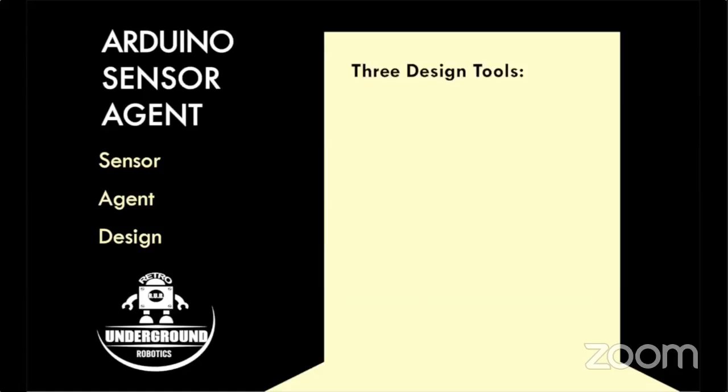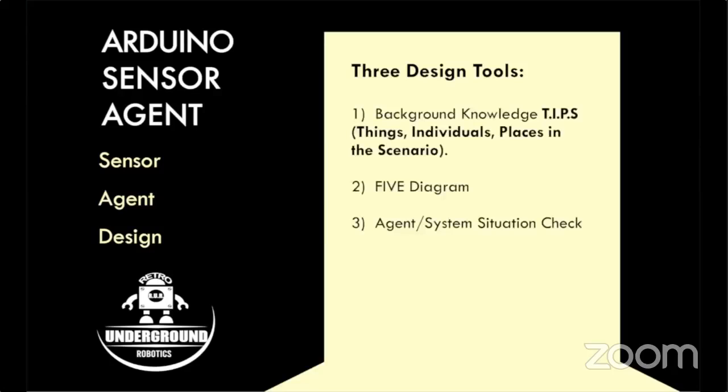There are three basic approaches, three tools that we use when we are doing our design. We produce something called background knowledge tips, something that we call a 5 diagram, and then something that we call an agent system situation check. The background knowledge tips is a document. You can do that in a text editor, and what it does is lay out a pretty high-level overview and description of all of the things, individuals, and places in the scenario.